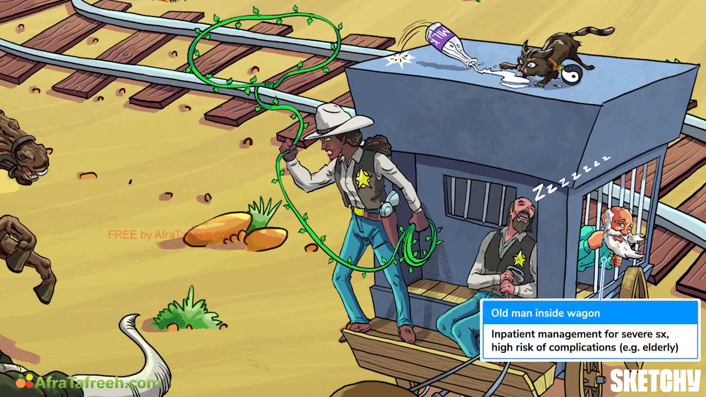But for those patients who present with severe symptoms or lab findings and need IV fluids and IV antibiotics, and those at increased risk of complications, like the elderly or immunocompromised, inpatient admission is necessary, like this elderly prisoner who has checked in to the prison wagon. Once they're feeling better, tolerating PO, and their symptoms are under control, they can often be discharged.